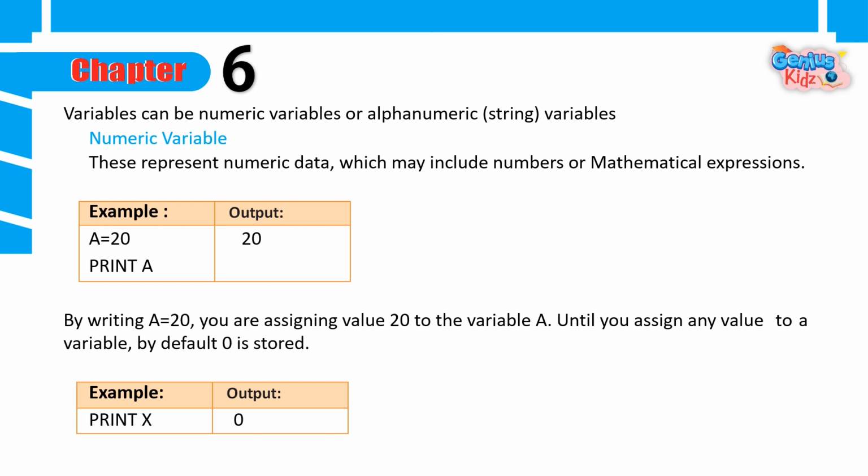Variables can be numeric variables or alphanumeric (string) variables. Numeric variables represent numeric data, which may include numbers or mathematical expressions. Example: A is equal to 20, print A, output 20. By writing A is equal to 20, you are assigning the value 20 to the variable A. Until you assign any value to a variable, by default 0 is stored. Example: print X, output 0.